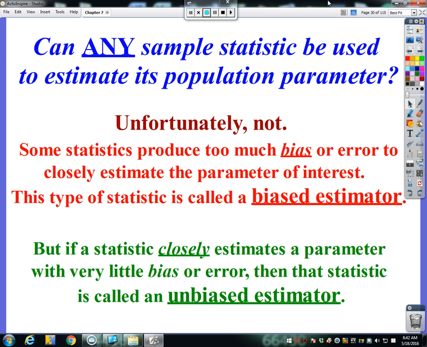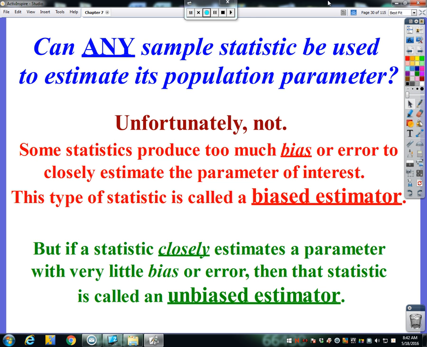Can any sample statistic, a sample mean, a sample proportion, a sample standard deviation, a sample whatever, be used to estimate its population parameter? For example, can a sample mean be used to estimate the population mean? Can the sample minimum be used to estimate the population minimum? And the quick answer is unfortunately not. Some things can be good estimators, and some things just really aren't good estimators.